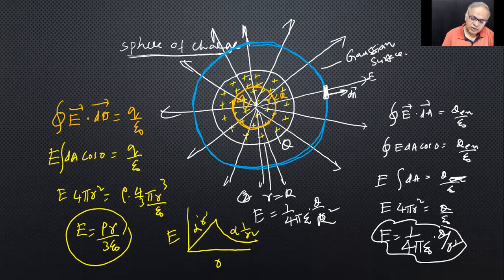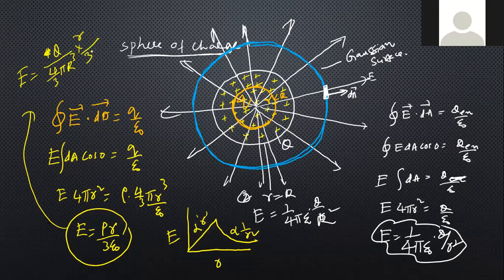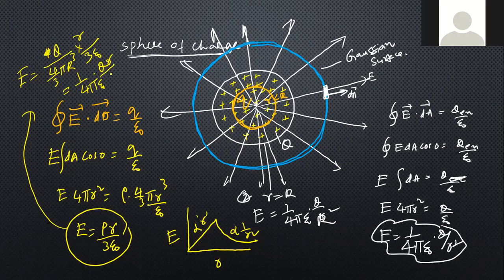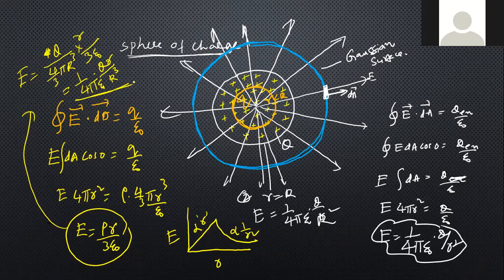And if you want, you can also write rho in terms of the total charge and total radius. That will be E equals rho, which is Q by 4 by 3 pi R cubed, into r by 3 epsilon 0. 3 cancelling, I'll get 1 by 4 pi epsilon 0 Q r by R cubed. Isn't it so? That's it. So this is about the E of a sphere of charge.